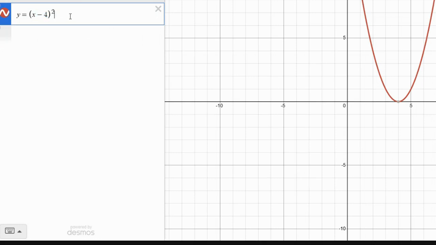So we have 2 things we can do to translate. We can move it up and down by adding a number at the end, or if we add or subtract a number to the x, wherever the x is in the equation, it'll move it left and right. So doing both of those at the same time would move it up and down and left and right.